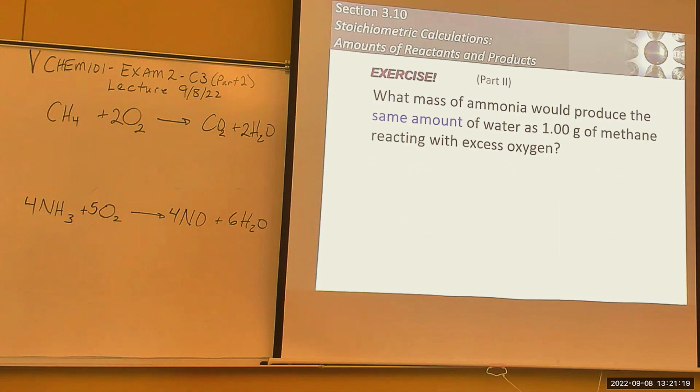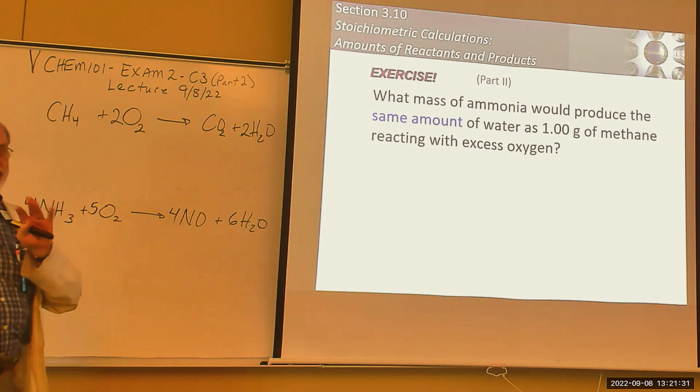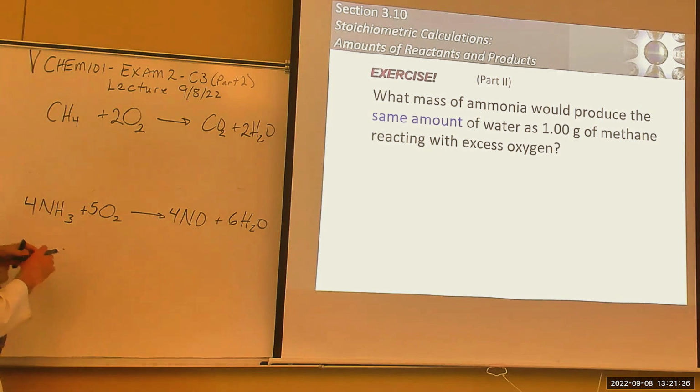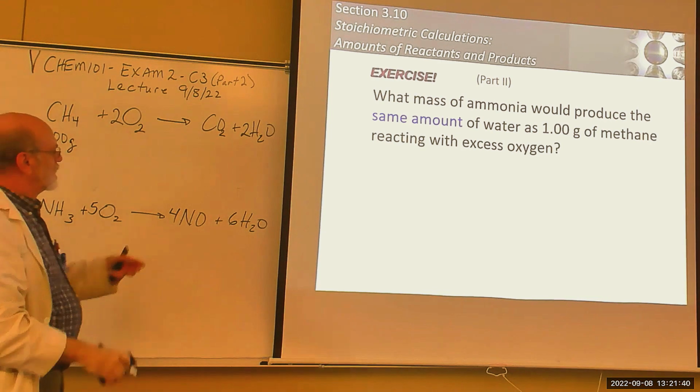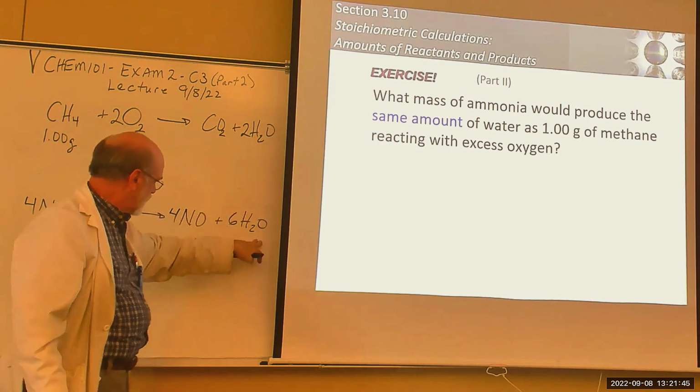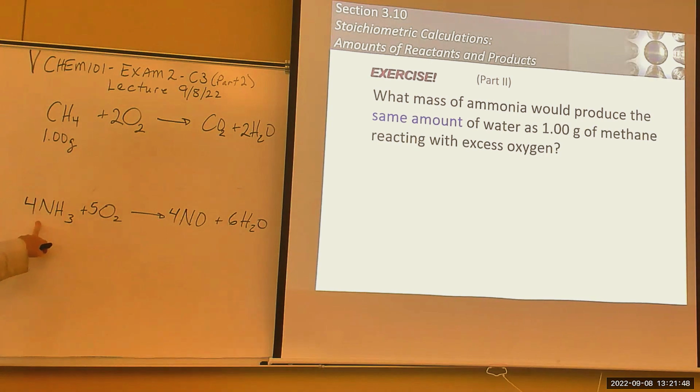All right. Now the question is, what mass of ammonia would produce the same amount of water as 1 gram of methane? So these reactions are not happening together. We're just asking the question. If I have 1 gram of methane, how much water will it produce? And then we'll use that information to find out how much ammonia would produce the same amount of water. See where I'm going with this?